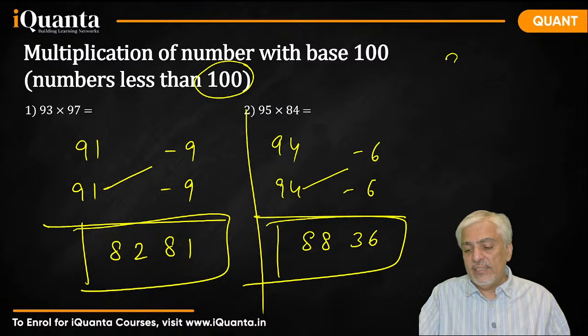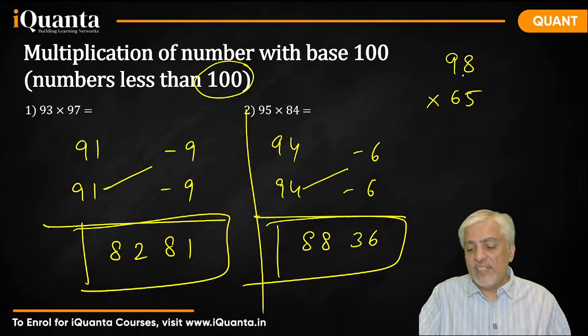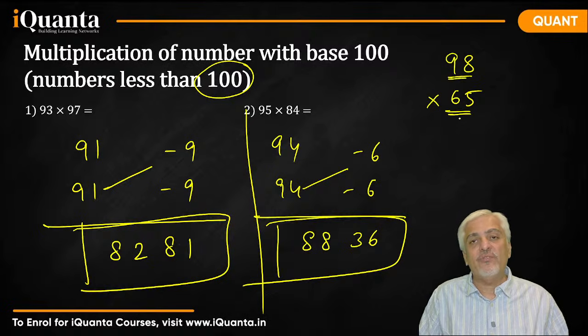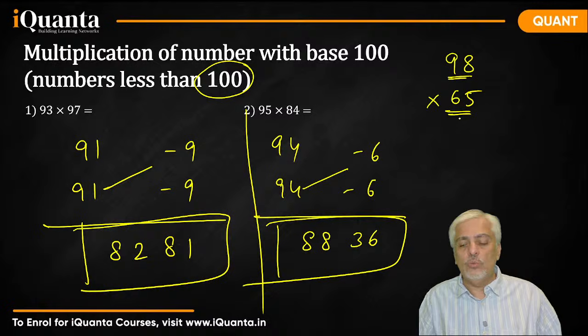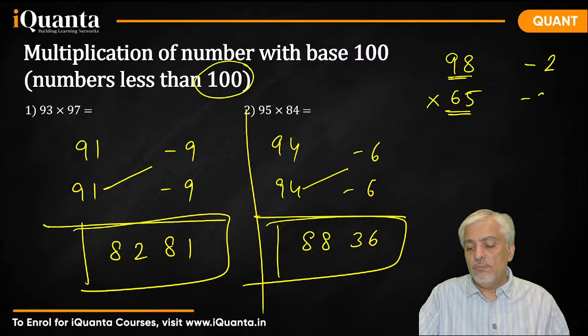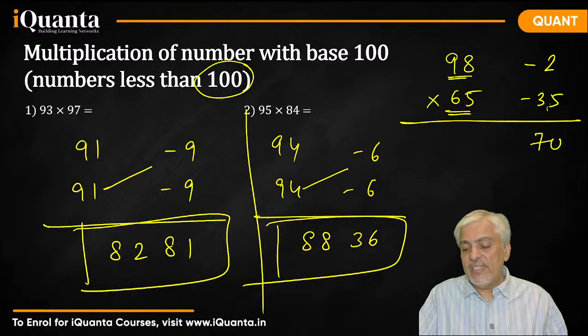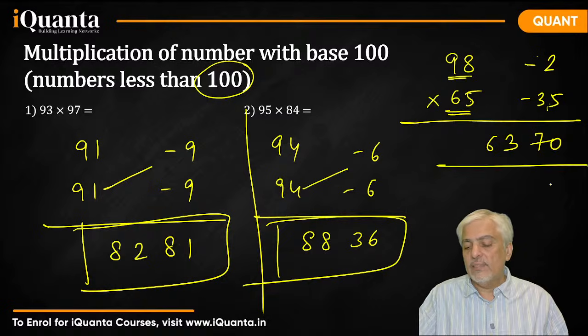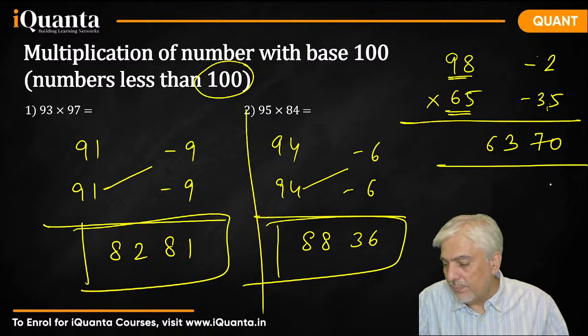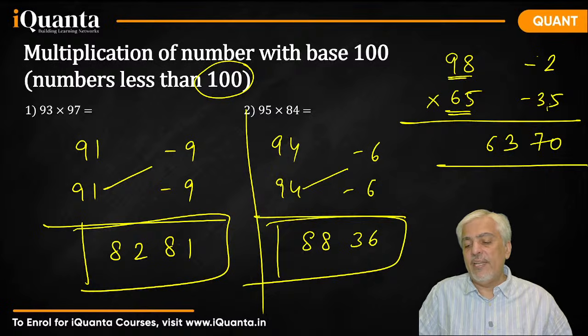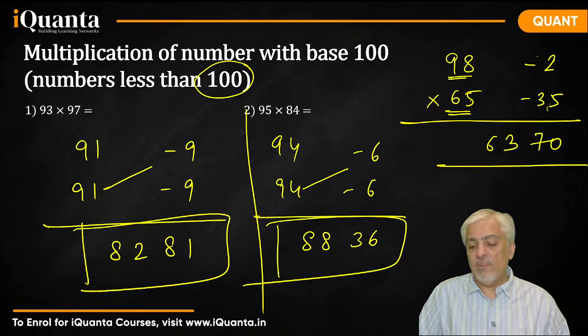Unless it is something like this: 98 multiplied by 65, you can do. One number very close to 100, one number far from 100. Can do. Minus 2, minus 35. 35 2s are 70. 65 minus 2, 63. 6370. Are we clear, everybody? Everybody clear?